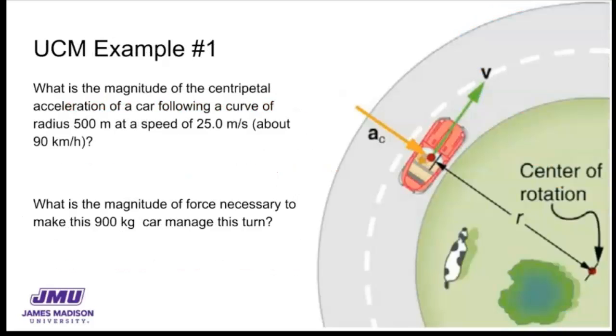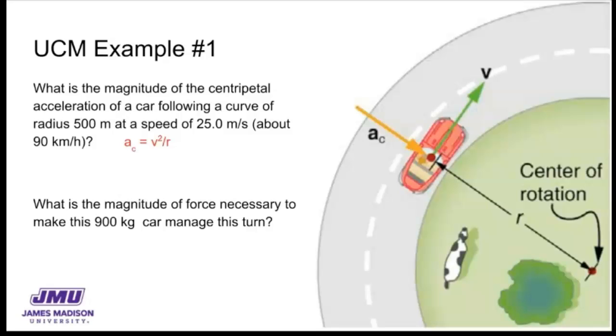What is the magnitude of the centripetal acceleration of a car following a curve of radius 500 meters and traveling at a speed of 25 meters per second? This drawing is clearly not to scale because 500 meters is a pretty big center of rotation. And then what is the magnitude of force necessary to make this 900 kilogram car manage this turn? Notice they don't give us the mass until the second part of the question. That's because I don't need the mass for the first part of the question.